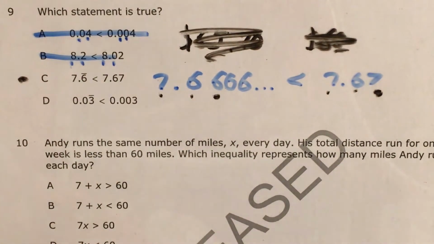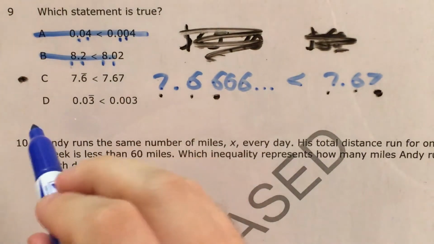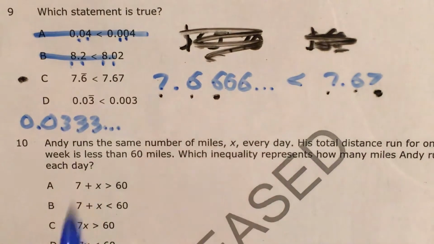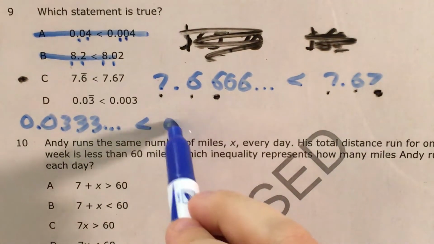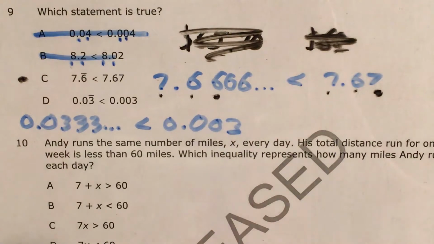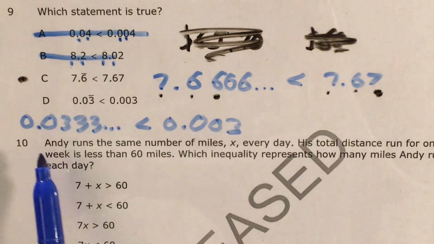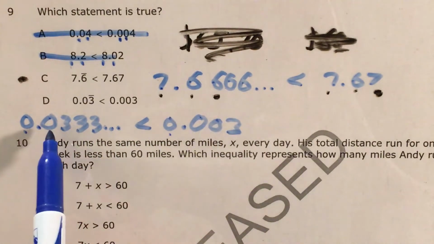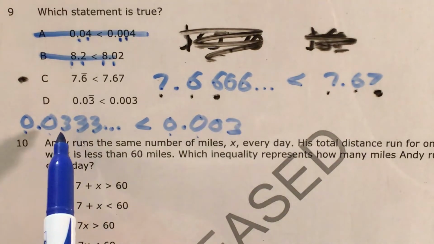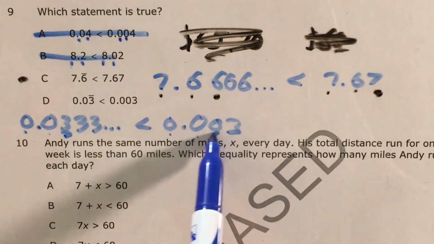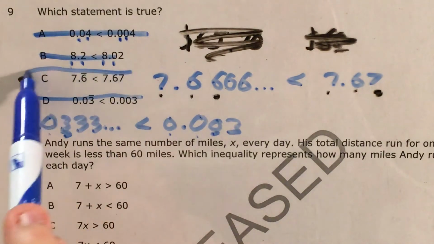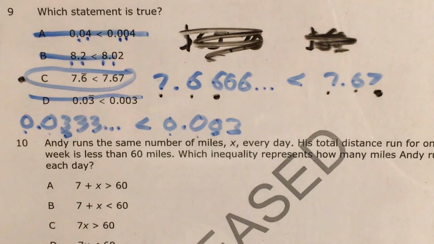So now for choice D, I see bar notation again. 0.0333 repeating, and we're testing if that's less than 0.003, or less than 3/1000ths. Alright, so compare ones place to ones place, those are equal. Tenths place to tenths place, those are equal. Hundredths place to hundredths place, our left one is actually bigger. Therefore, this can't be our answer choice, and therefore the only one left that can be our answer is C.